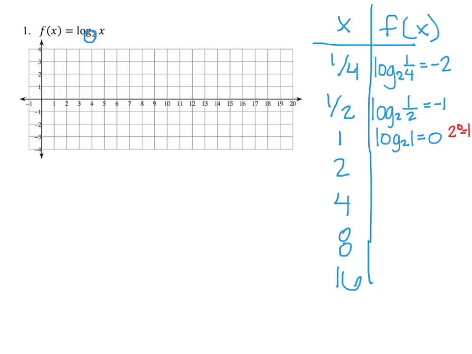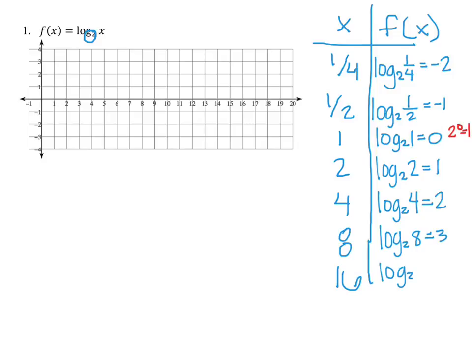So then I go on to log base 2 of 2. This is asking what exponent goes on a 2 to get a 2. It's going to be a 1. Log base 2 of 4: 2 squared equals 4. Log base 2 of 8: 2 to the 3 is equal to 8. And then log base 2 of 16: 2 to the 4 is equal to 16.